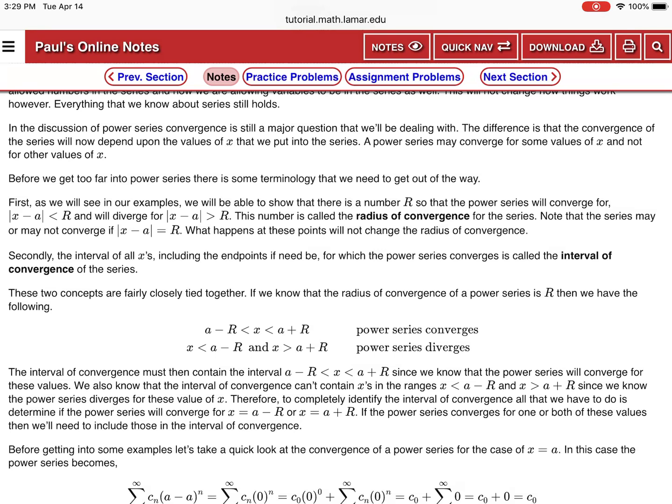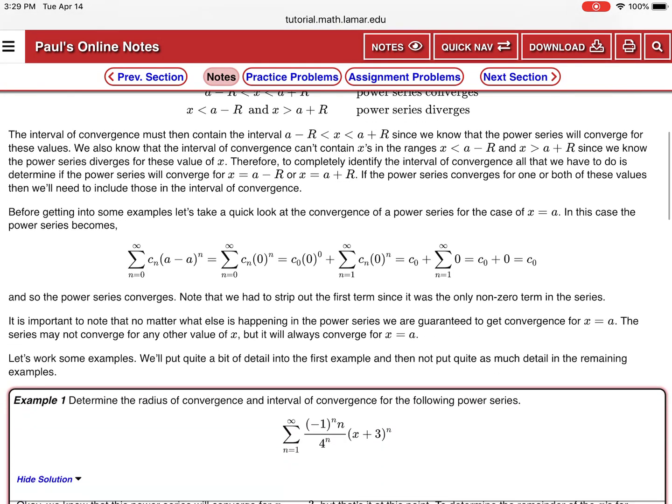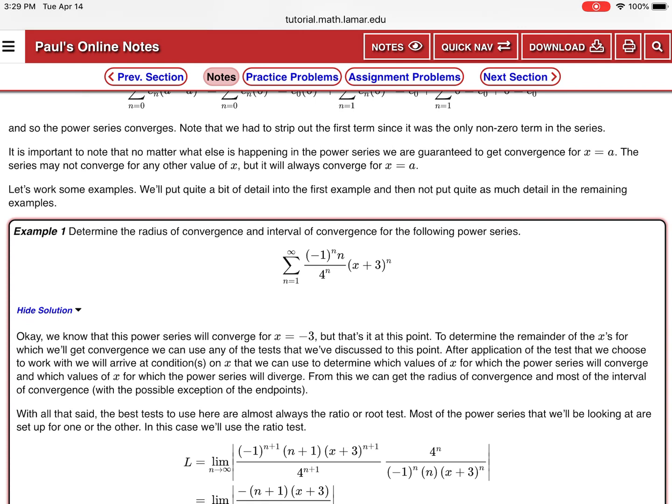Just a word of caution: when you get the interval of convergence, you have to test the endpoints. In other words, you have to plug each endpoint in for x and see if that makes the series converge at that particular value. Let's look at this first example. Determine the radius of convergence and interval of convergence for the following power series.